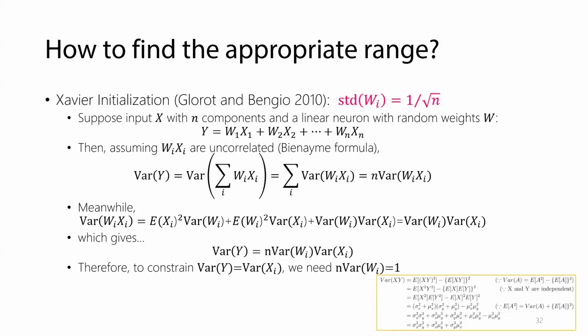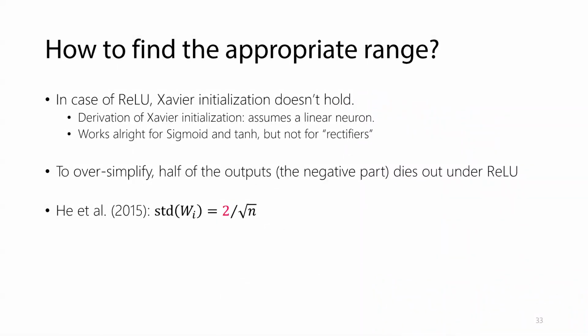Because in this calculation, if you have an activation function, then it's going to be a nightmare, right? So they just decided to throw that under the carpet. And then this is the calculation that they came up with. And then a few years later, He et al. came up with an alternative strategy, which is 2 times the Glorot initialization.